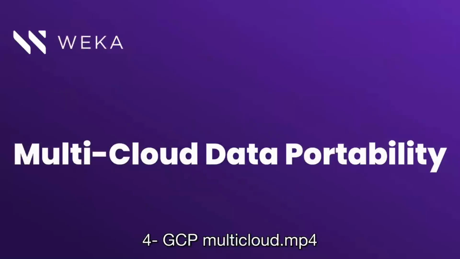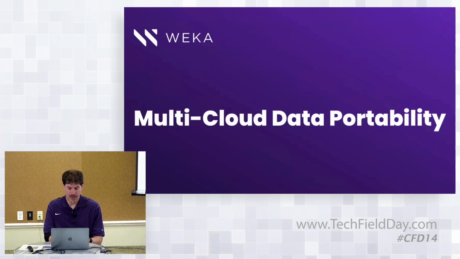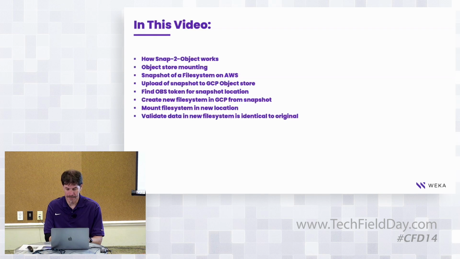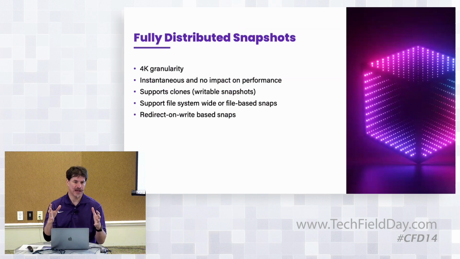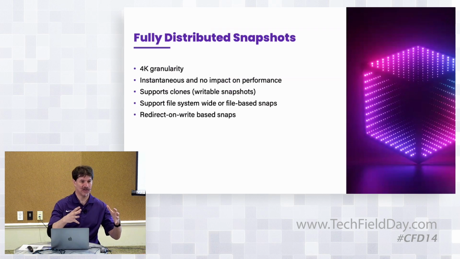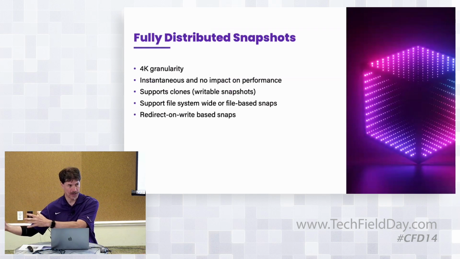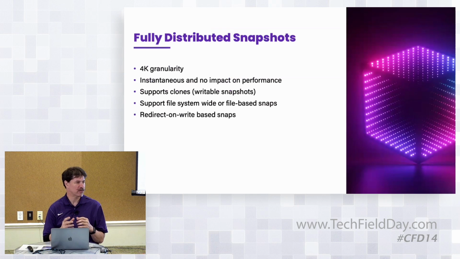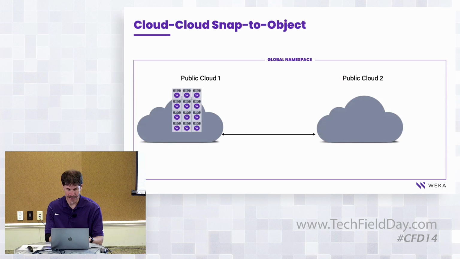So the final demo here is we're going to talk about multi-cloud data portability. And this particular demo is something that was very unique to us a while back. We've had this technology called snap to object. It's the idea that we can take a snapshot of data, make it incredibly portable by taking both the metadata and the data itself, package it up and send it to an object store. Now, this is based on those 4K granularity, really distributed snapshots that we have within the system for high performance. It's instantaneous. There's no impact to the system, but it makes sure that the data moves appropriately.